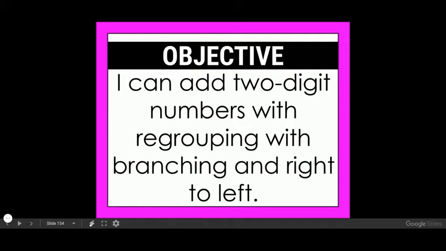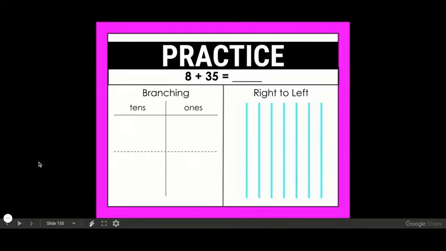Our objective for today is: I can add two-digit numbers with regrouping, with branching, and right to left. So today we're going to practice two of the strategies. Let's start with this first one. And this first one, let's just watch.